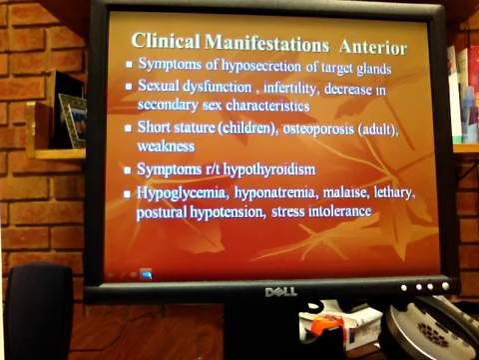When growth hormone is affected, you see short stature in children and osteoporosis in adults. You'll see weakness.